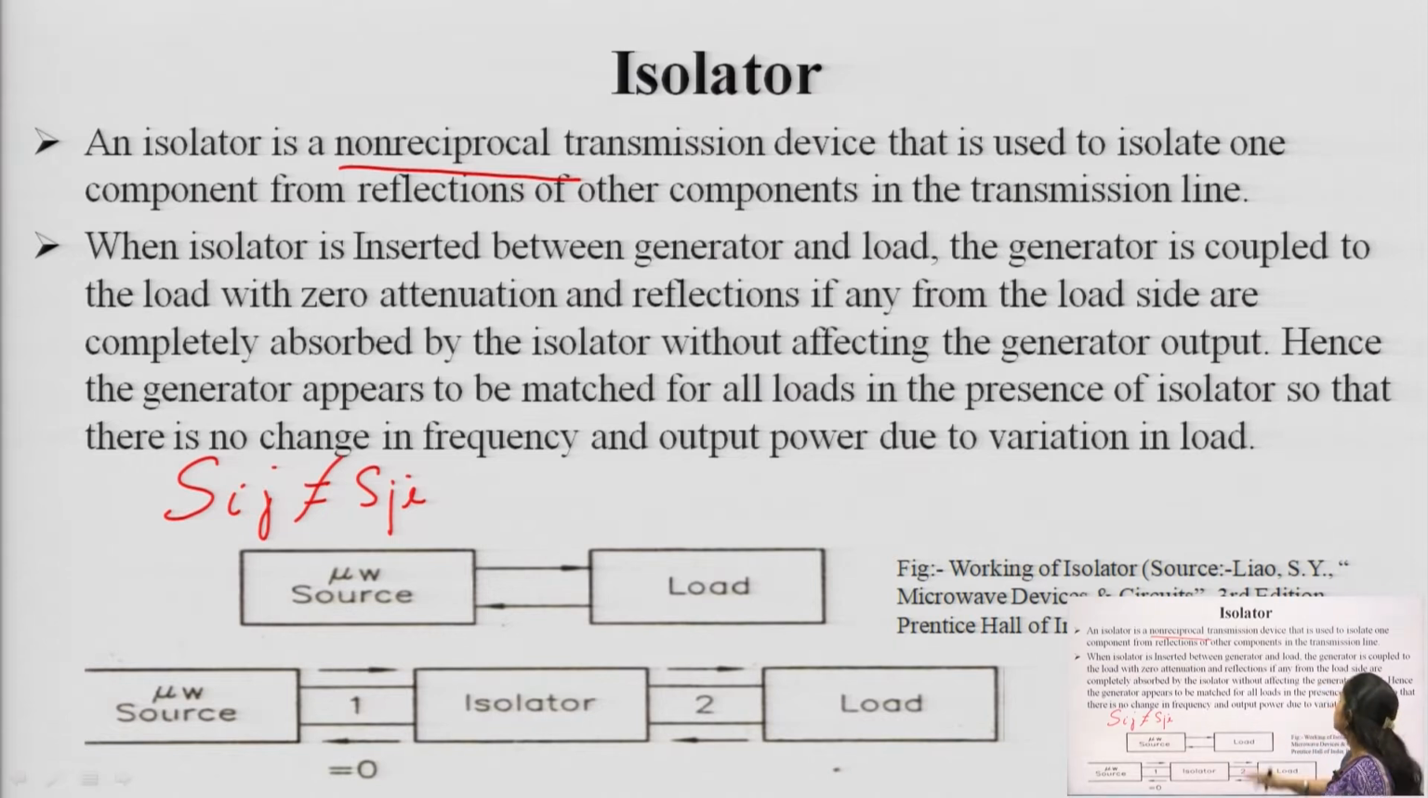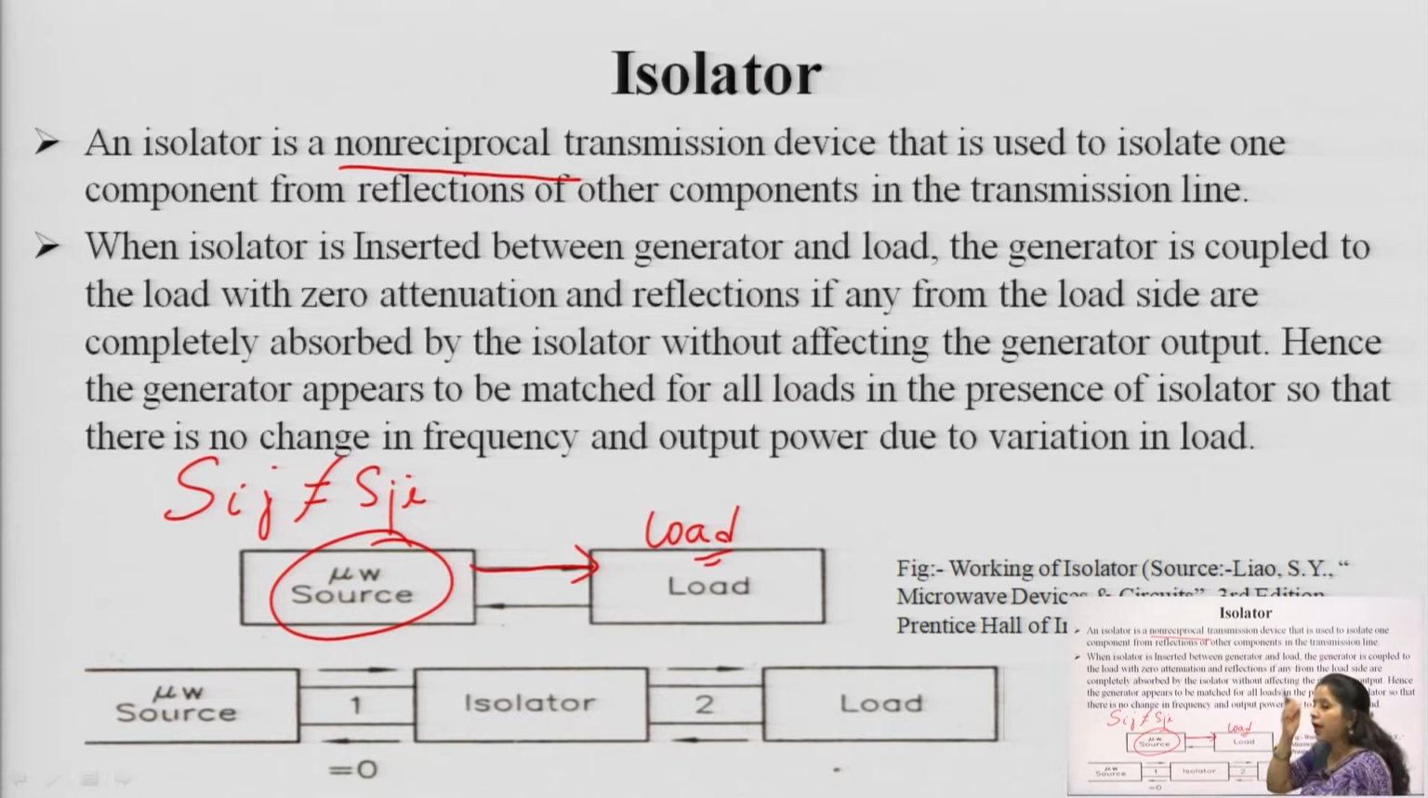And why is it used? It is used to isolate one component from reflection of the other component in the transmission line. So, this is the basic function of an isolator in a microwave. So, what is the importance of the isolator? When we look at this diagram, this is a microwave source which is used for generation of the microwave signal, and it is sending the signal to the load where it is required for any specific function.